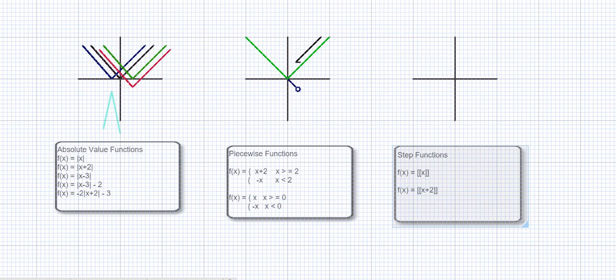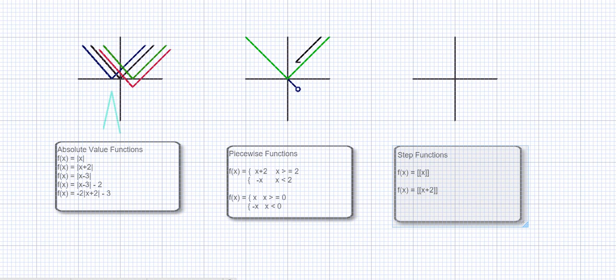Okay, finally brings us to step functions. And we're going to use only one step function here because this is the one that you get to see in your lesson materials, and also this is the only one that you're really quizzed on. We're going to use the greatest integer function.